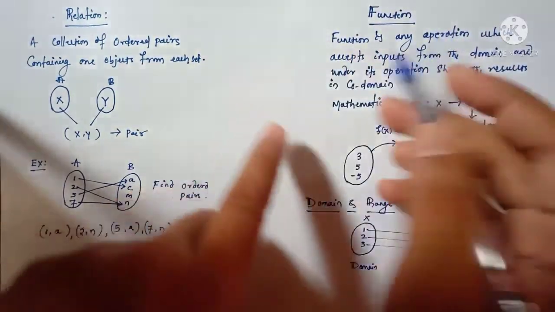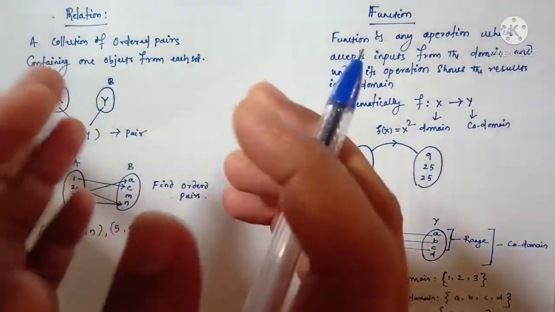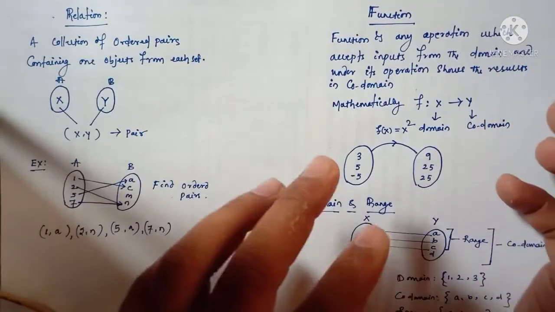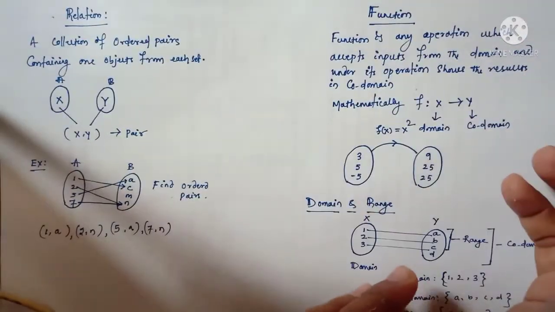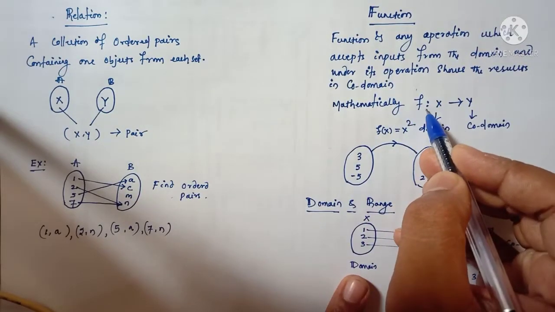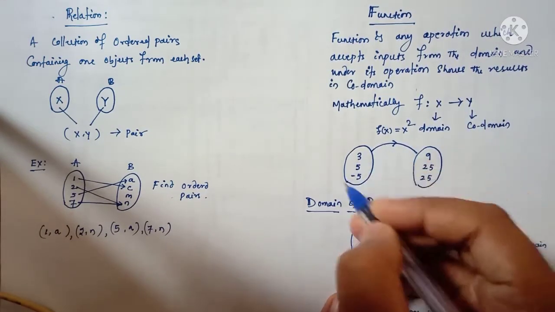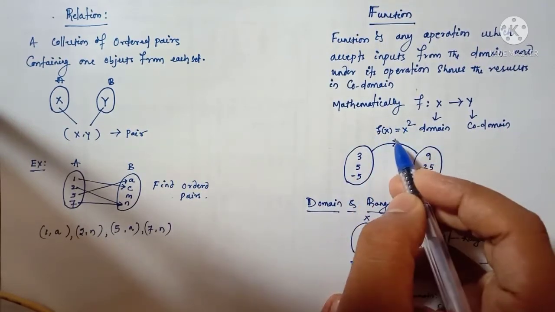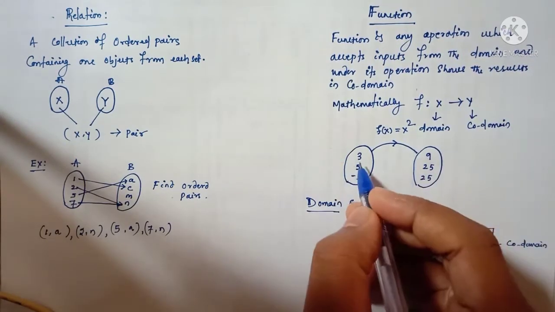Okay, so now students, look here at the function. What is a function? Let me first tell you what a function is. A function is nothing but an operation which accepts inputs from the domain, and under the operation it shows its result in the codomain. Mathematically we can write f: X to Y, a function from X to Y, where X is the domain part, Y is the codomain part, and f is the operation. As you can see here students, f(x) = x square is an operation.